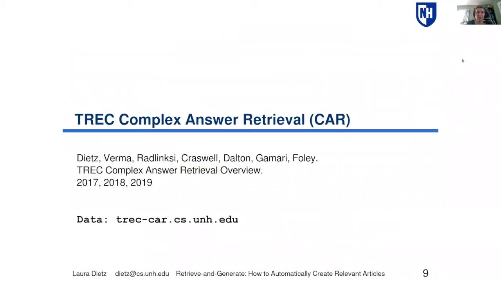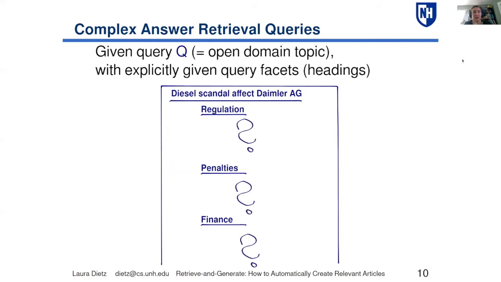Okay. I'll first tell you a little bit about CAR, and then we'll get to something that's a little bit more interesting. So TREC Complex Answer Retrieval is a track I was organizing for 3 years between 2017 and 2019 with various people, some of whom are UMass graduates. And you can find everything about it on the internet. The idea is that I wanted a benchmark through which we can actually study this complex answer retrieval. And we needed to start somewhere, and we started with a rather simple approach.